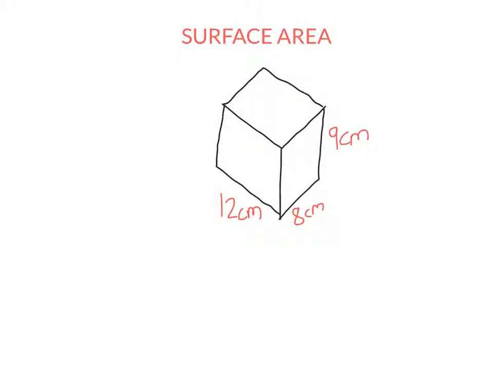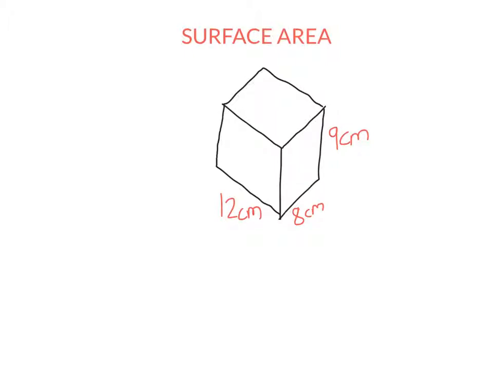Thank you so much for tuning in to this video on surface area. So surface area is where we take the area of each of the faces of a 3D shape and add them up. In other words, it's the minimum area of wrapping paper you would need to wrap up a 3D shape.